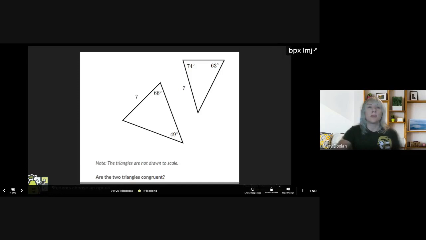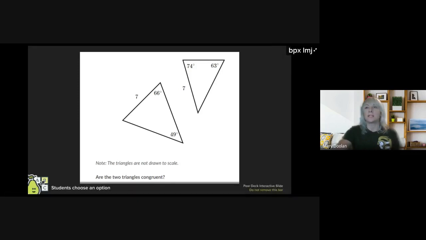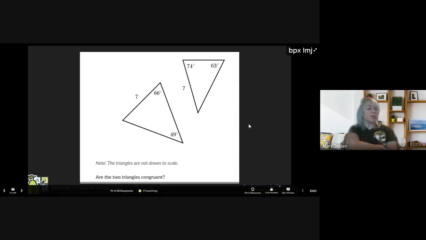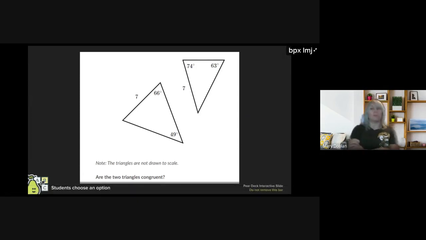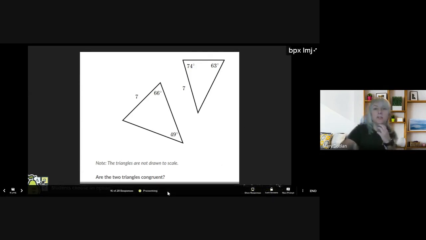I'm going to answer in Pear Deck and then go ahead and come back. Are those two triangles congruent? If I know there is a rule that says angle, angle, side, and that would prove two triangles are congruent, does that apply here? Are they congruent? About 10 more seconds, make a choice.